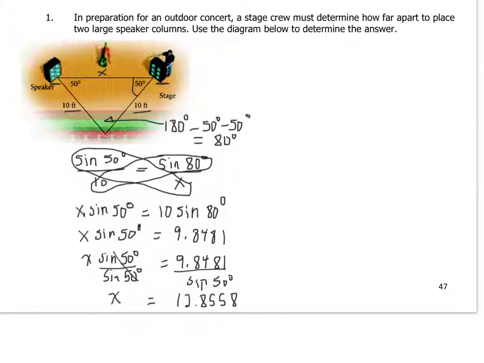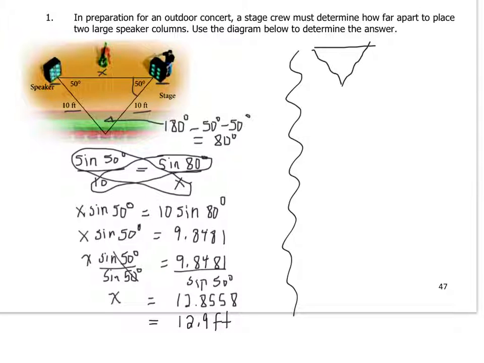It doesn't say how to round it off, so we'll round it to the nearest tenth, I guess, 12.9 feet. Now this particular problem, you could also use the law of cosines, because when we figure out that angle here, we're looking for x, and if we know that this is 50 and this is 50, we can figure out this one is 180 minus the 50 minus the 50, which we said was 80.